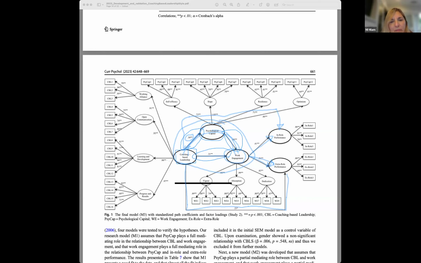Well, only one, and maybe it's a silly question. If they did want to draw a line from coaching-based leadership to in-role performance, is there some convention that has you not wanting to cross the other arrows? In terms of the drawing? Yeah, do you have to do it in such a way that it doesn't? No, not that I know of. Okay, I know that was a silly question. I just wanted to know. No, no, that's a good question.